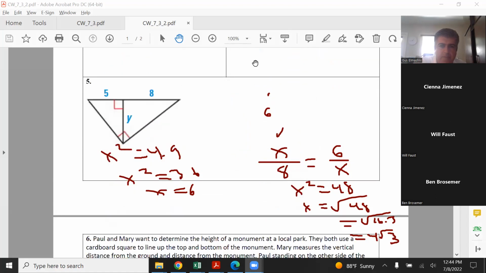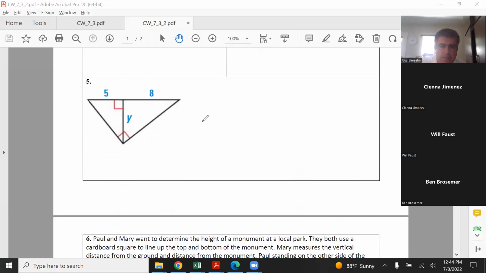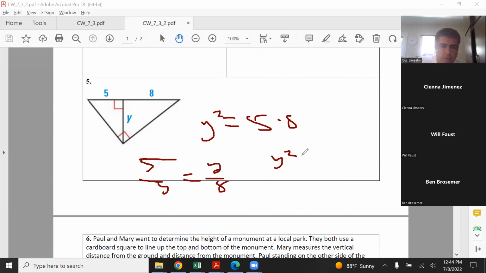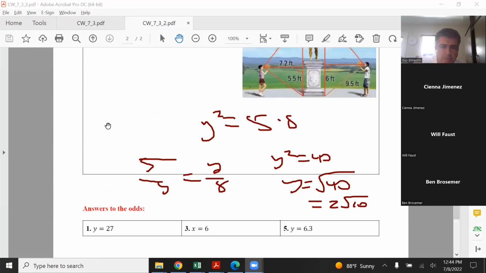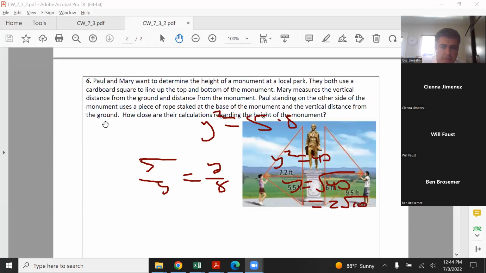Number 5, y squared equals 5 times 8. You have the luxury of just doing that. But really, it's just like saying 5 over y equals y over 8, just so you know. So y squared is 40, y is root 40, which is 2 root 10. You have like 6 point something.